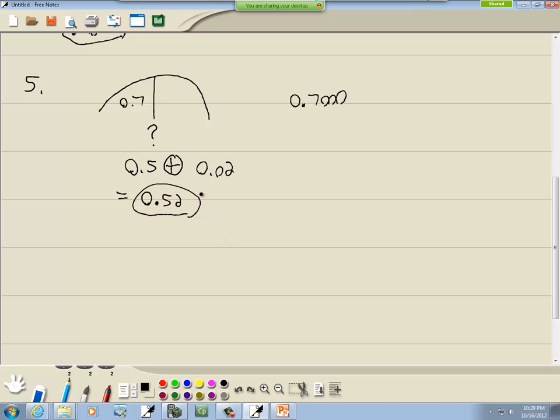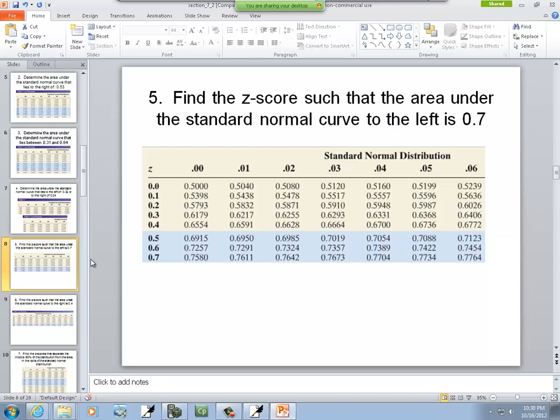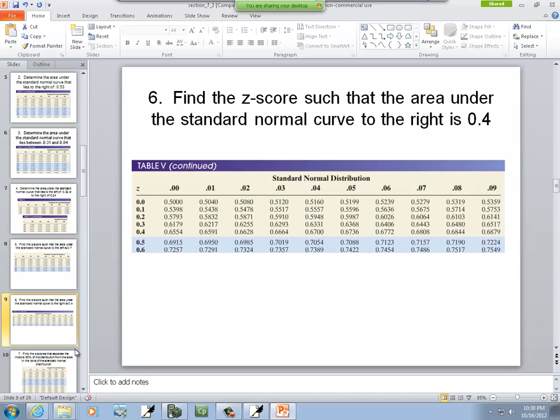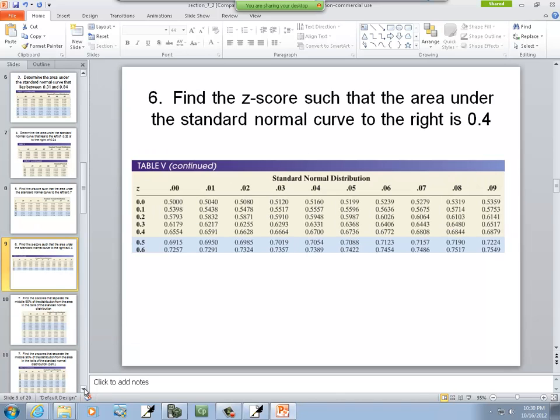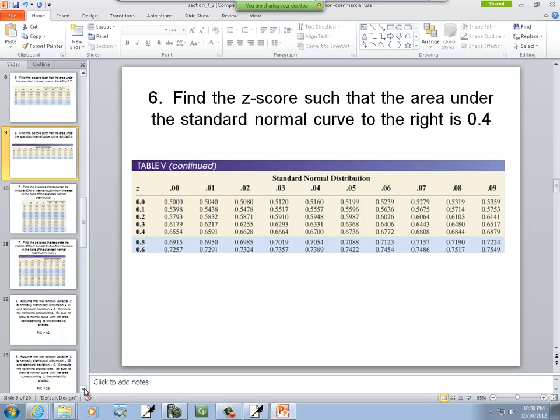Now, when I say we're not adding them together, it's because this could be a negative value, and again, we're just kind of merging two together. This is our hundreds place, and this is our tenths place, and then, of course, whatever digits here. Now that one was the area to the left, which is what our table's based upon, remember? So let's look at this next one.